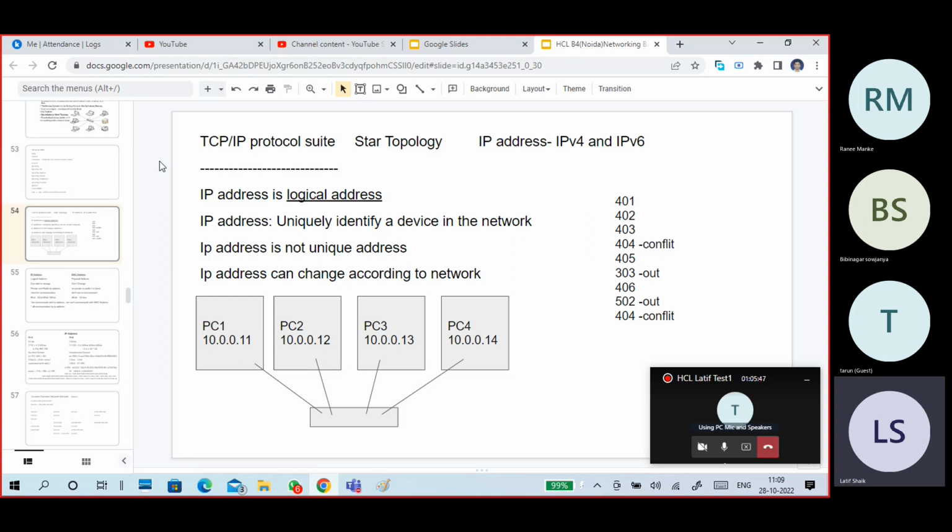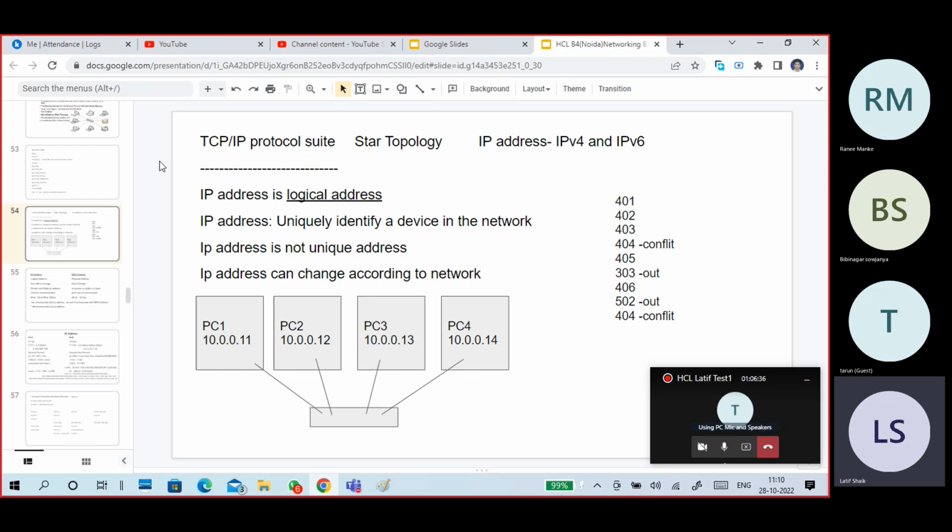An IP address uniquely identifies a device in the network. In your network, you have 10 computers, and each computer is identified uniquely. That's the point of an IP address. When you tell the abbreviation, IP means Internet Protocol. When you state that sentence, say it completely, because the complete sentence gives the correct meaning: an IP address uniquely identifies a device in the network.